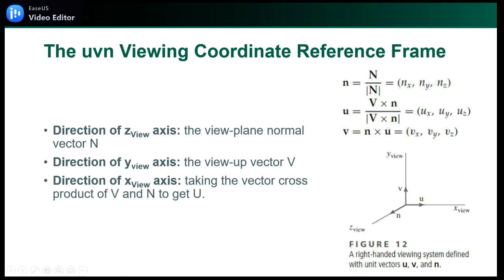So if we take three unit vectors with the help of this view plane normal vector n and view up vector v, we can get the direction of z view, y view, and x view. So these are the formulas to get the unit vectors n, u, and v. And from this, we can get a right-handed viewing system defined with unit vectors.